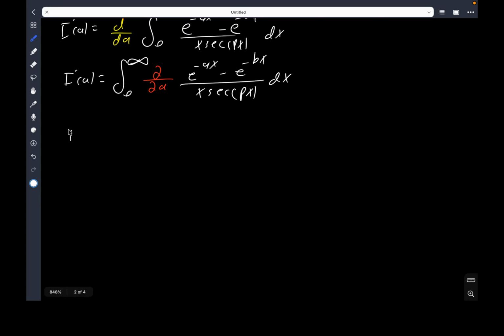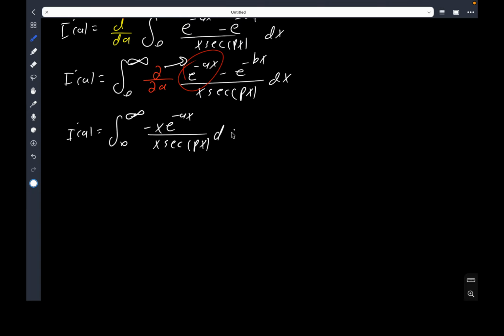Now, my I prime of a is the integral from 0 to infinity. If I take the derivative partially, this term here is a constant, thus I should apply this only on that one. Thus, it's going to be negative x e to the negative ax over x times secant of px dx. These two are going to go away. My I prime of a is going to be the integral from 0 to infinity of negative e to the negative ax cosine of px dx.